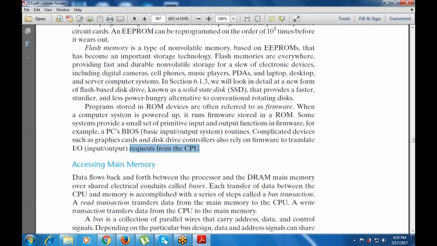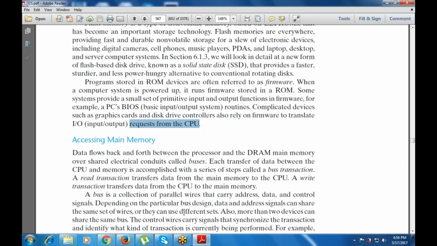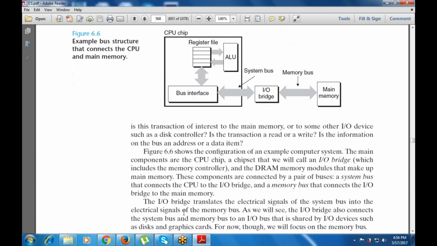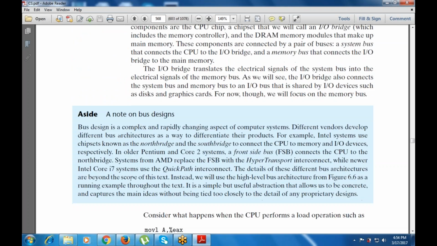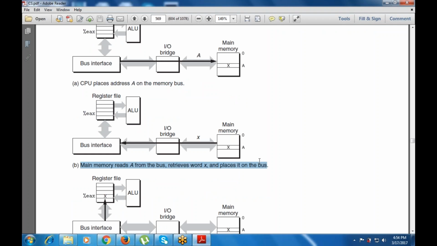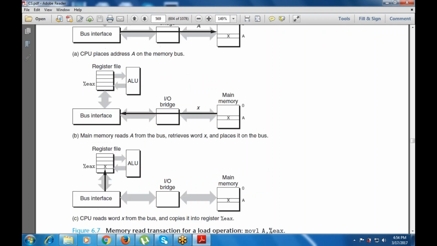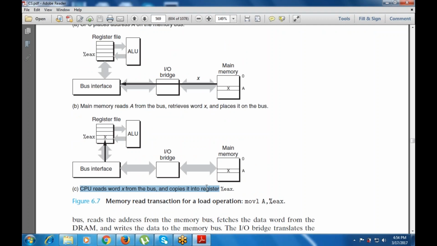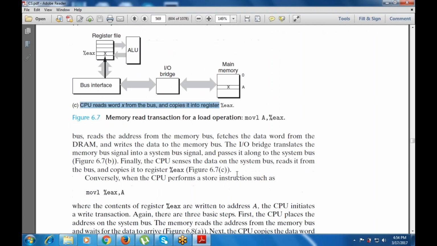Main memory uses electric circuits known as buses. A bus transaction: a read transaction transfers data from the main memory to the CPU, and a write transaction transfers data from the CPU to the main memory. A bus is a collection of parallel wires that carries address, data and control signals. This is an example bus structure that connects the CPU and the main memory. The CPU places the address A on the memory bus. Main memory reads A from the bus, fetches the word X and places it on the bus, and the CPU reads the word X from the bus and copies it to the register EAX.